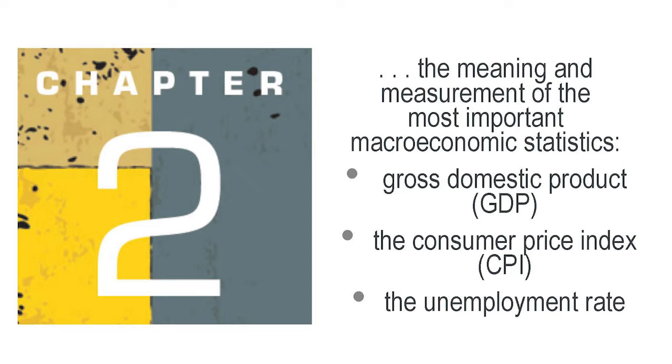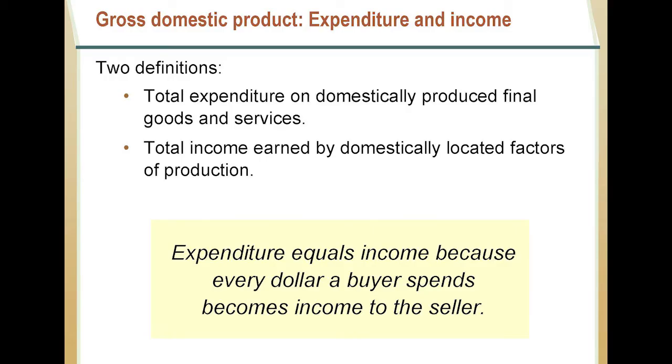We begin with GDP. There are two ways to look at GDP, through expenditure or through income. So there are two definitions for GDP. The total expenditure on domestically produced final goods and services is one definition. The other is total income earned by domestically located factors of production.